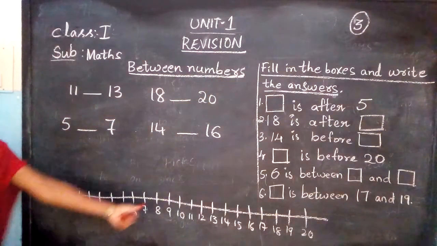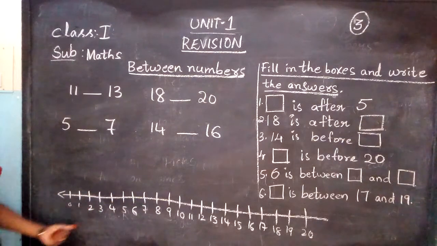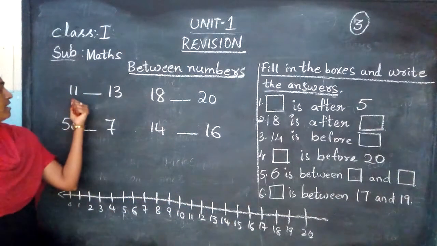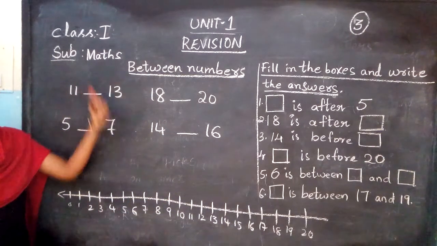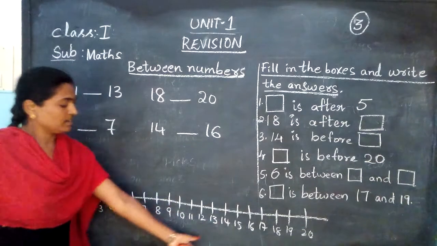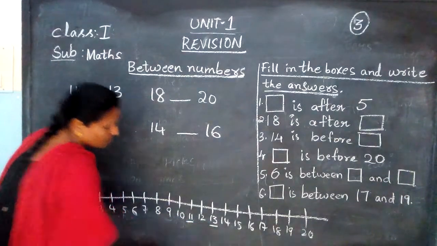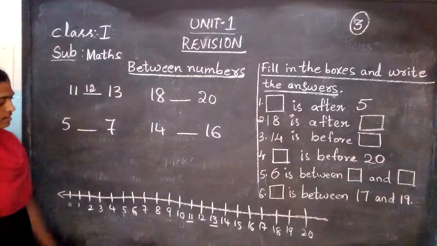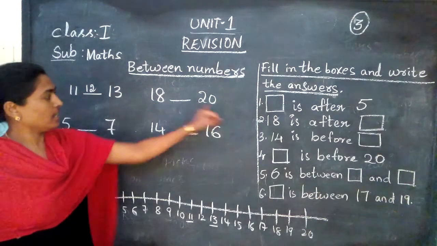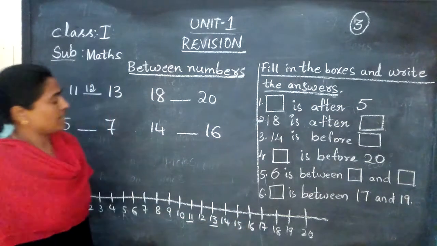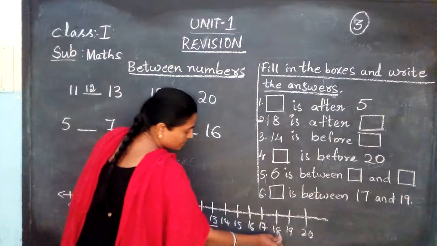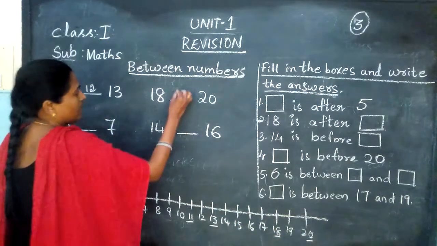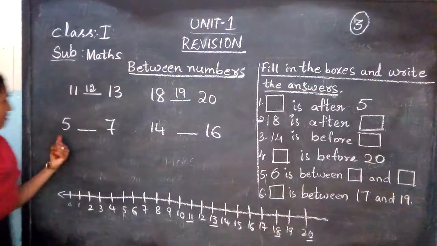Okay, children, I am continuing the topic that is between numbers. In the number line, how many numbers are there? 0 to, first what will come? 0 only will come. 0 to 20. Now, 11 and 13, between what number is there here? Look at this number line. 11 and 13. What number is between? Yes, 12. Next, what is this number? 18 and 20. In the number line, where is 18 and 20? Between 18 and 20, what number is there here? Yes, 19.